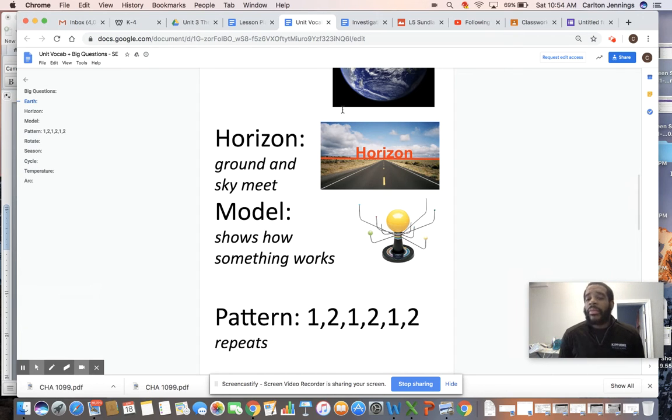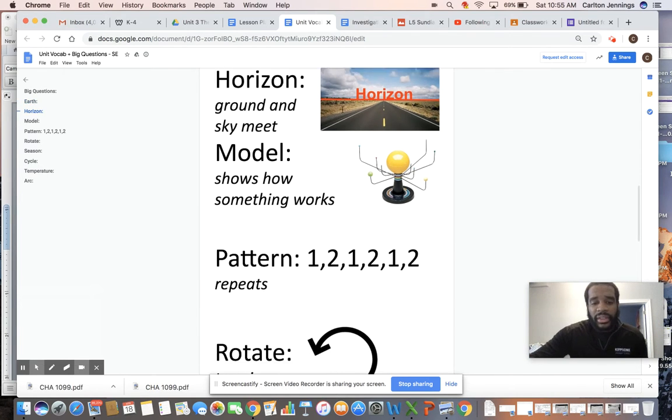Model. Everybody say model. Models show how something works. We're going to be focused on models today because we're going to be seeing a model of the way the sun can create shadows and how a long time ago the shadows helped people figure out what time it was. So they didn't always have watches or clocks. They used shadows and the sun to figure out what time it is.